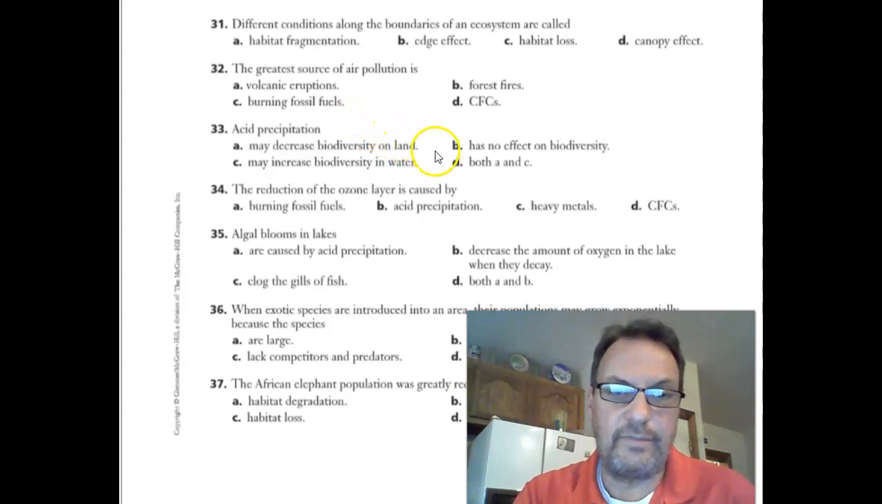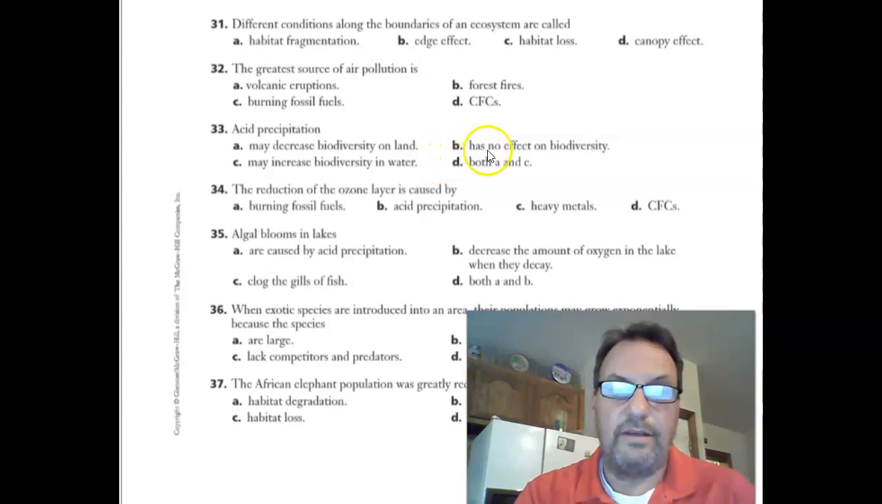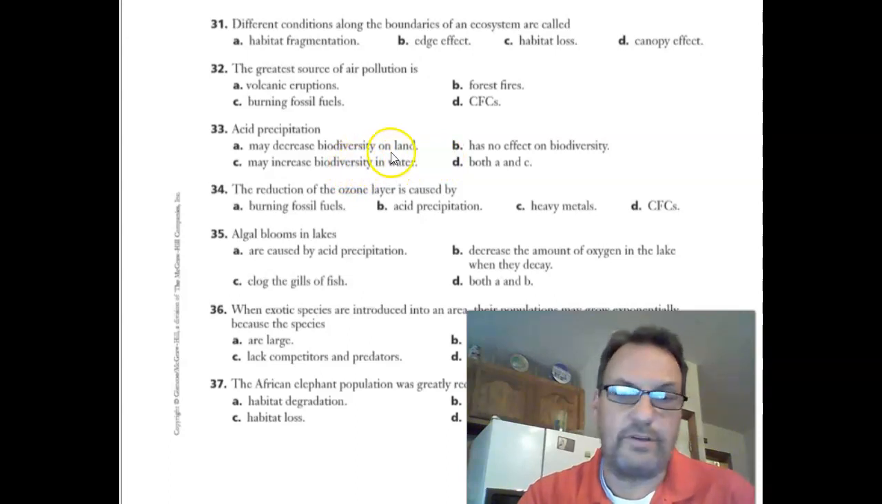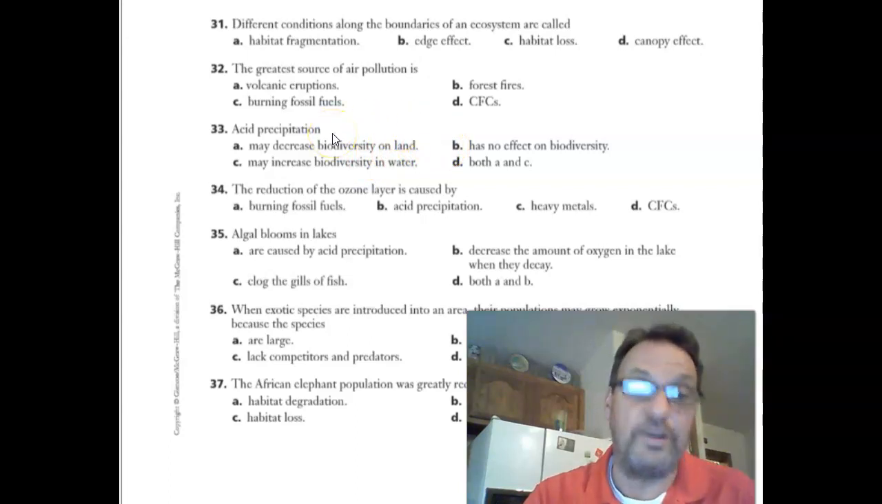Acid precipitation. This is another one that will actually take either of two answers. Oh, I'm sorry. This is the wrong question. All right. I was getting ahead of myself. Acid precipitation, there's only one answer here, and that is it's going to decrease biodiversity on land. It's going to degrade the habitat. And if it degrades the habitat, things are probably not going to thrive very well there. So it may very well decrease the variety of life that's on land.